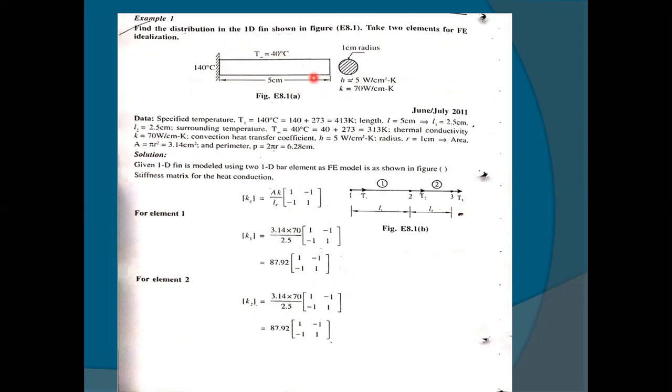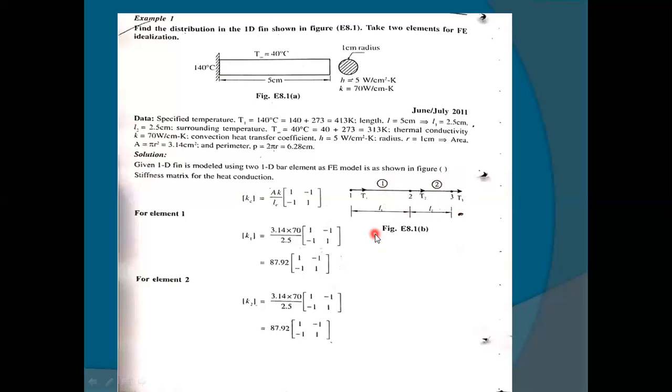Now we have to convert the given problem into a FEA model. Same procedure. They told you to divide this into two elements. Then we will get node 1, node 2, node 3, with node 2 exactly at the center. Then we will get T1, T2, T3. 1 to 2 is element 1, 2 to 3 is element 2, with lengths L1 and L2.